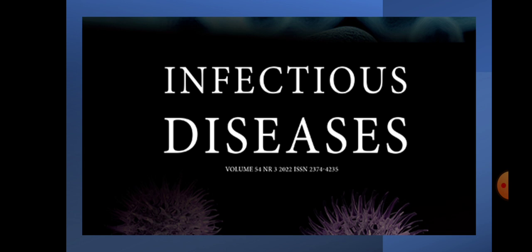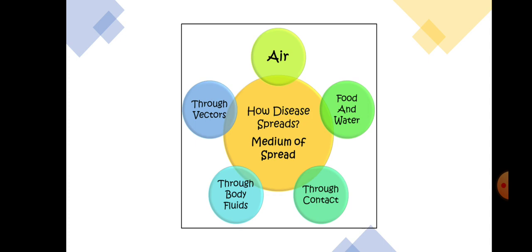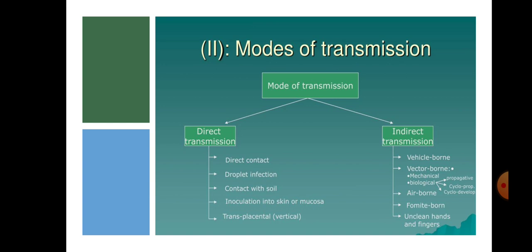182, means of spread. Okay, first we study about the mode of spread of infectious diseases. Infectious means communicable. Okay, you already studied communicable disease. It is spread from an infected person to a healthy person in two ways. The first one is direct transmission and the other one is indirect transmission. First direct transmission, 5 varieties. Then indirect transmission, 5 varieties.